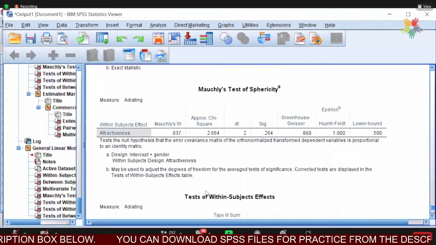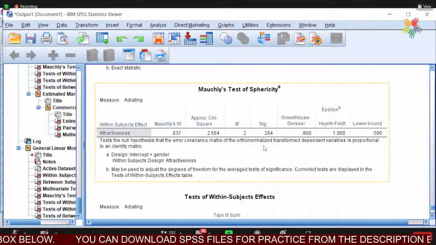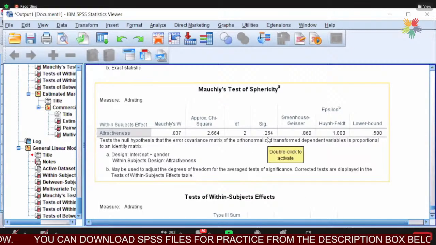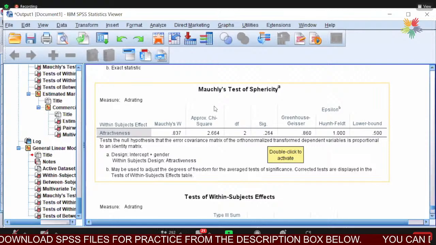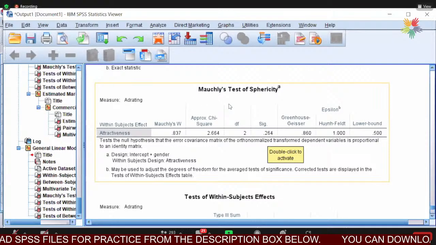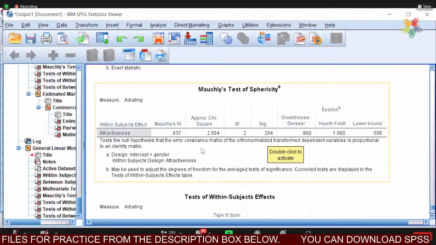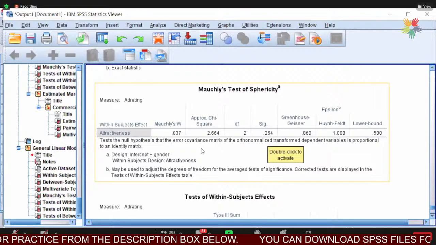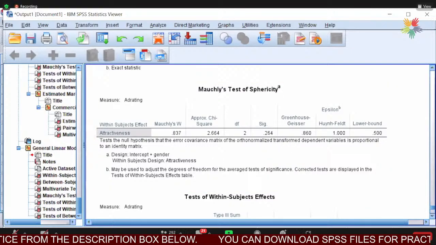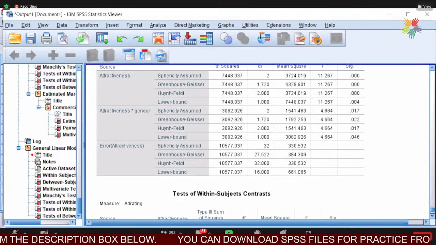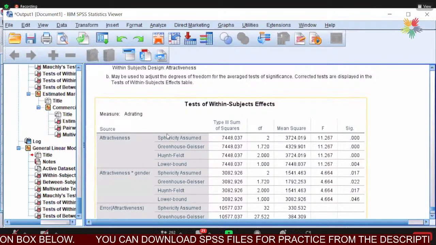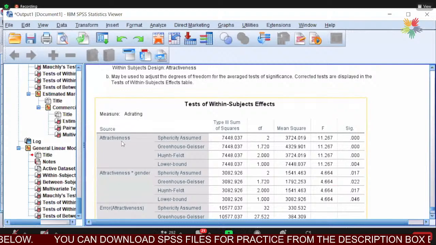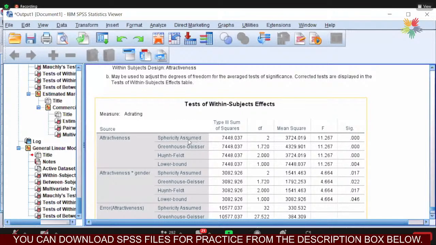So first we have to see the Mauchly's test. The Mauchly's test is okay. So 0.264, which means sphericity is assumed. Okay, there is a homogeneity of variance, there is an equal variance. Then we have to look at, see, is sphericity assumed.